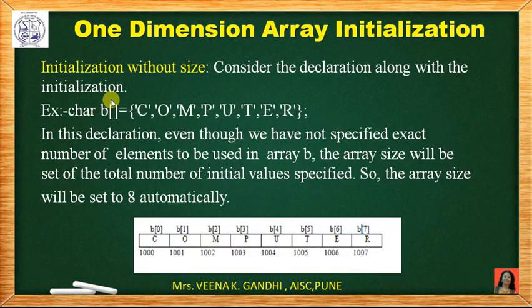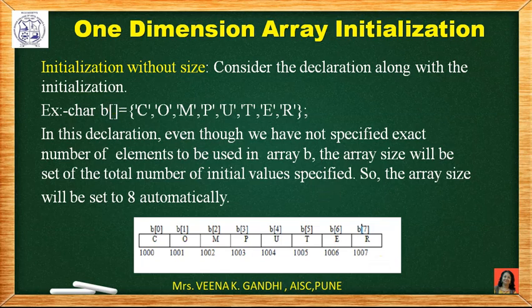We can also initialize the array without specifying the size of the array. For example, here suppose B is an array of character type, and I have not mentioned the size in the square brackets, and initialize it with the values computer. It is a character array. Now in this case, the compiler will automatically find the size of the array by counting the initial values. So here there are total 8 values, so the compiler will allocate the size of the B array as 8 characters.